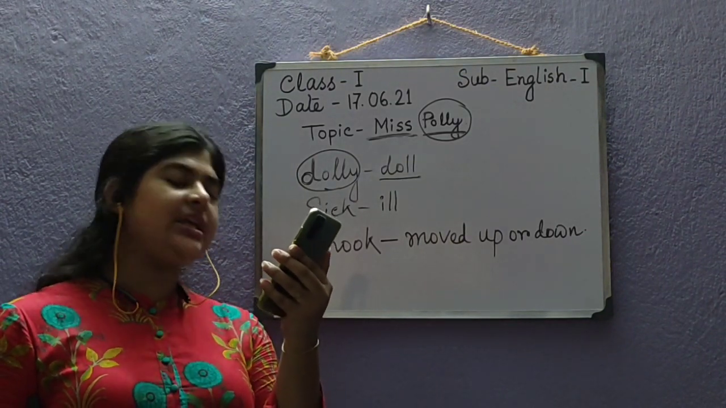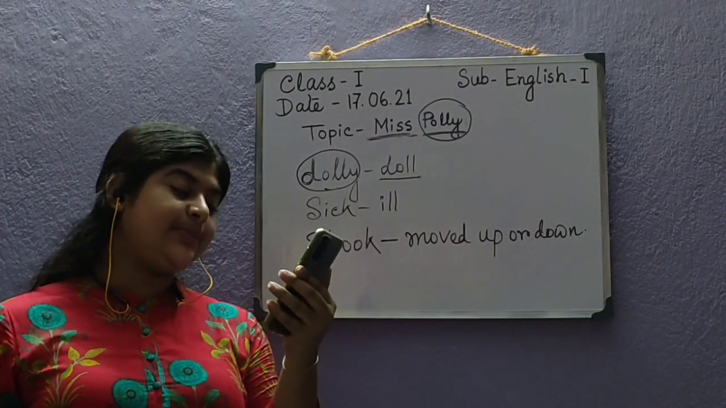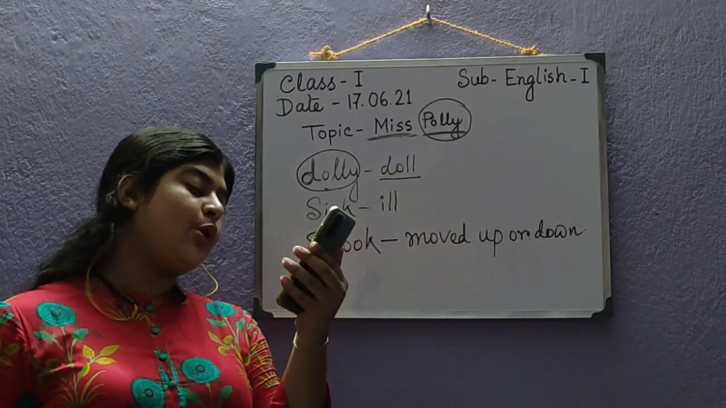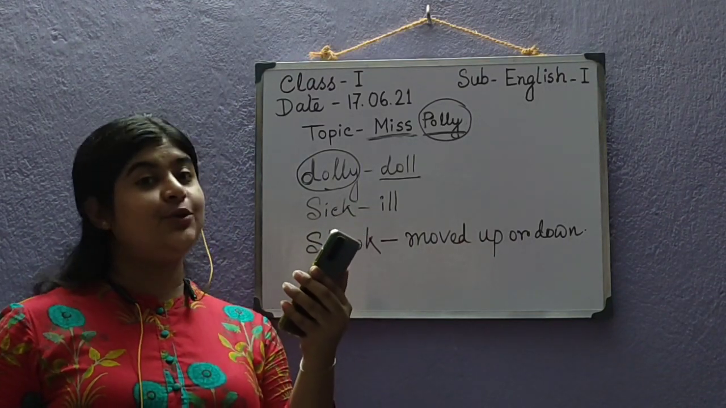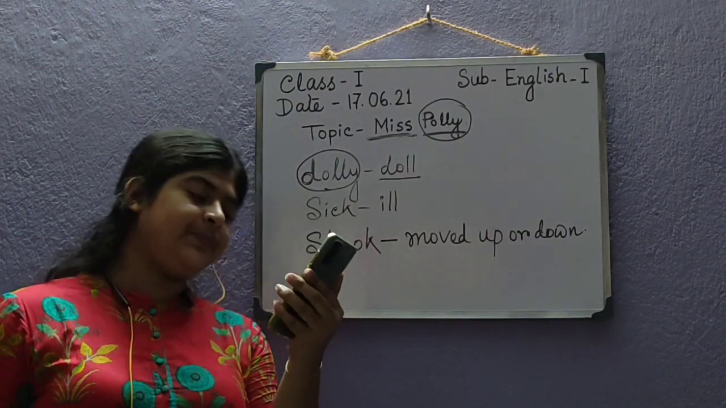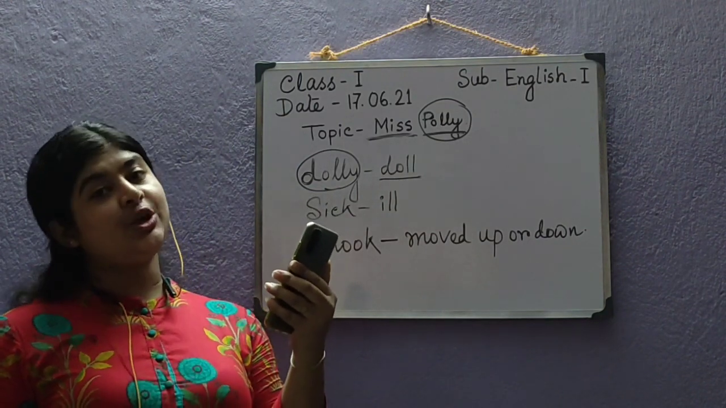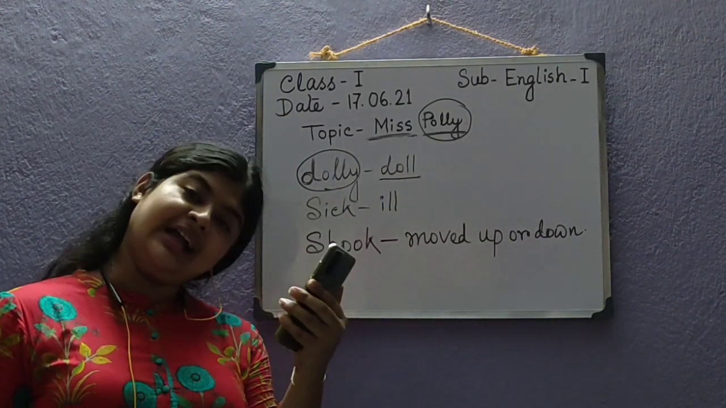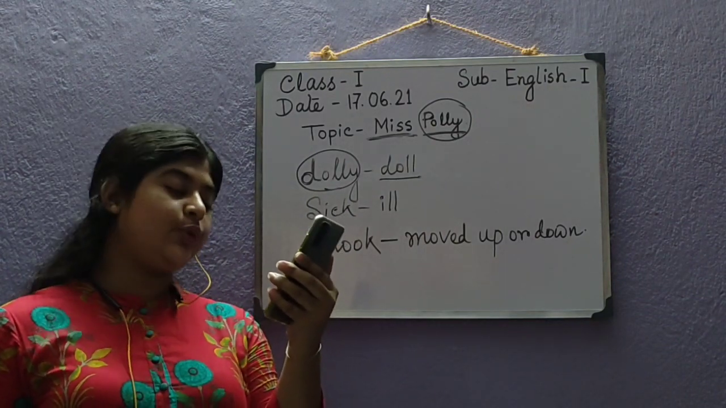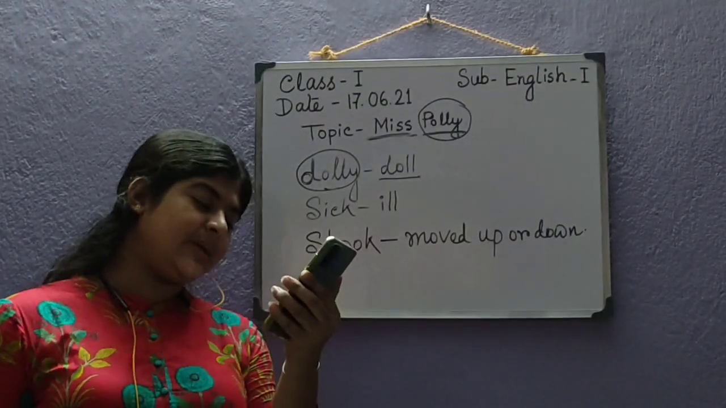What did Miss Polly have? We all know Miss Polly had a dolly. That means Miss Polly had a doll. Who did Miss Polly call for? You know the answer. Miss Polly called for a doctor. What did the doctor come with? The doctor came with a bag and her hat. So these are some questions. Those are very easy. I will provide all the questions in your WhatsApp group.